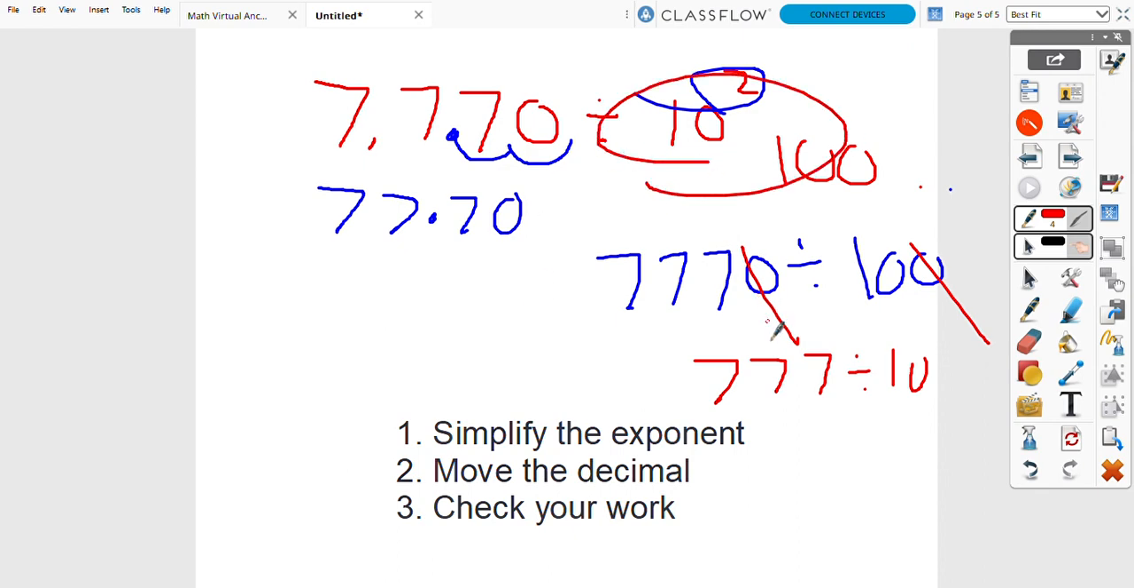All right, go ahead now and turn to page 301 and work on your solve and share.